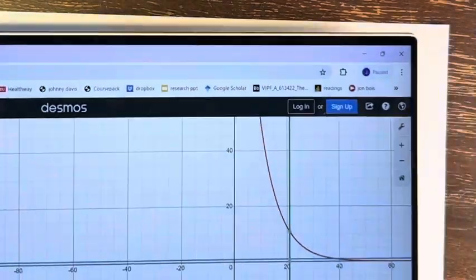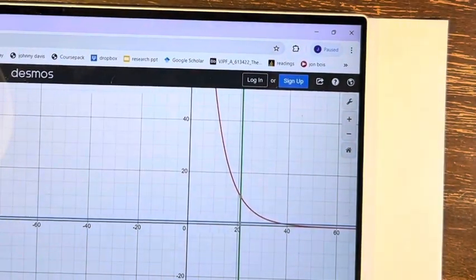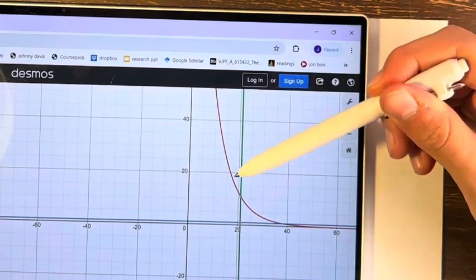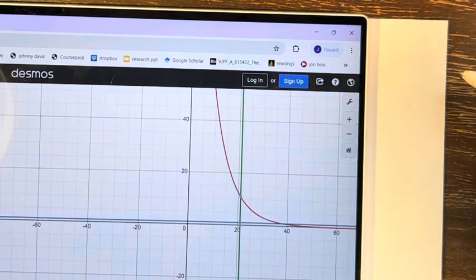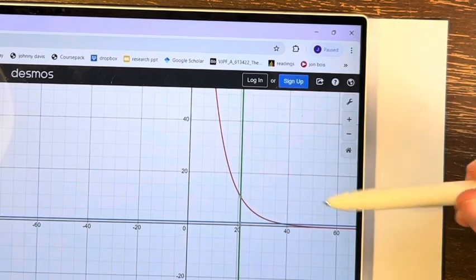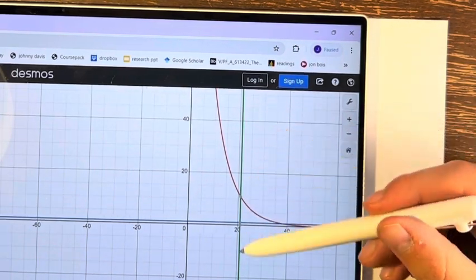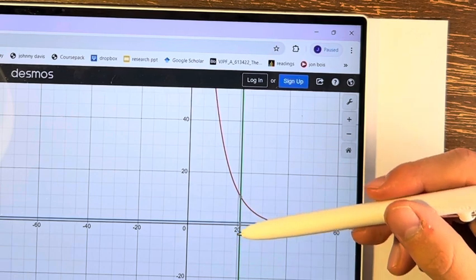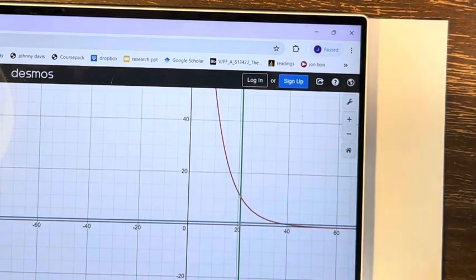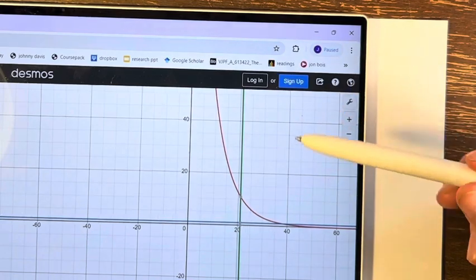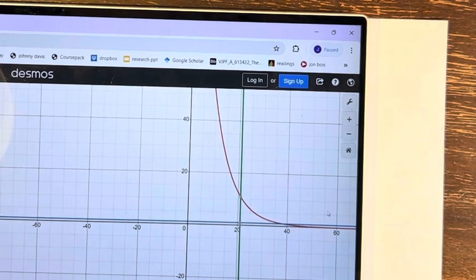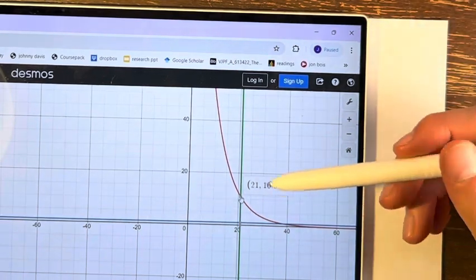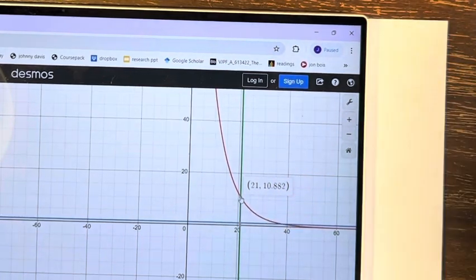So if we pull up our function here, we can see that the exponential function is in red, and I have 2 lines that intersect it. So this green line is the line x is equal to 21. So for all of these, this is for day 21, since the x variable is representing the days. So at the intersection point, we can see that there are 10.882 milligrams left. So that's the amount after 3 weeks.